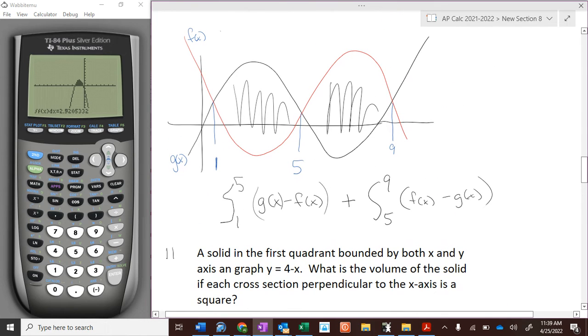Why exactly do you go from g of x minus f of x to f of x? Because it's on top. G is the black one. It's on top from 1 to 5. And then F from 5 to 9 is on top. No, I'm not trying to be sarcastic. I'm trying to be crystal clear.